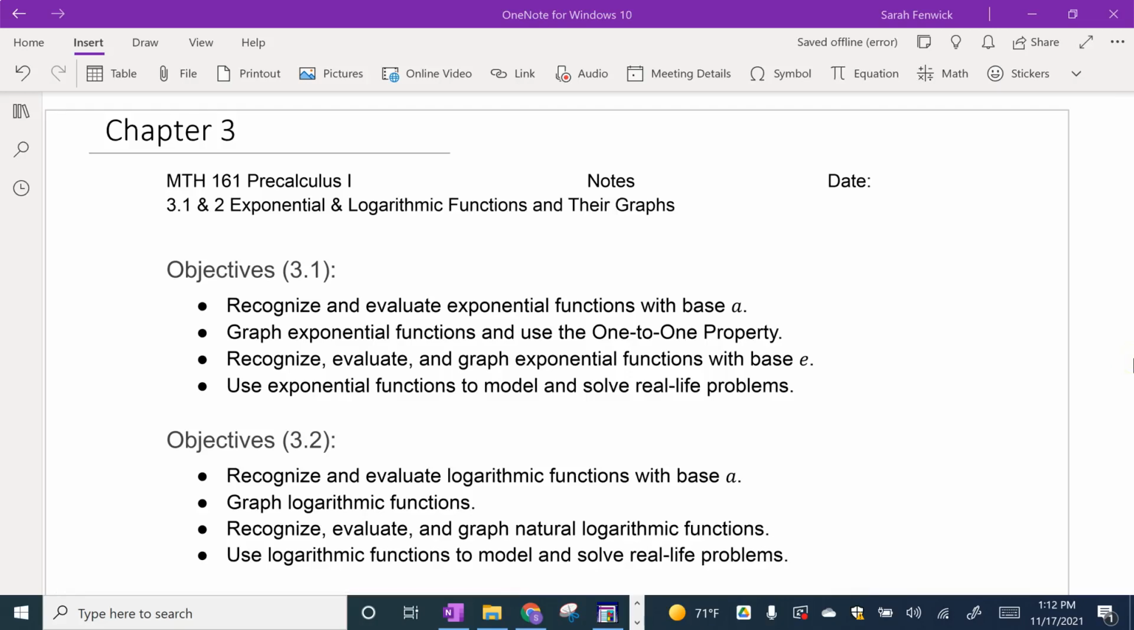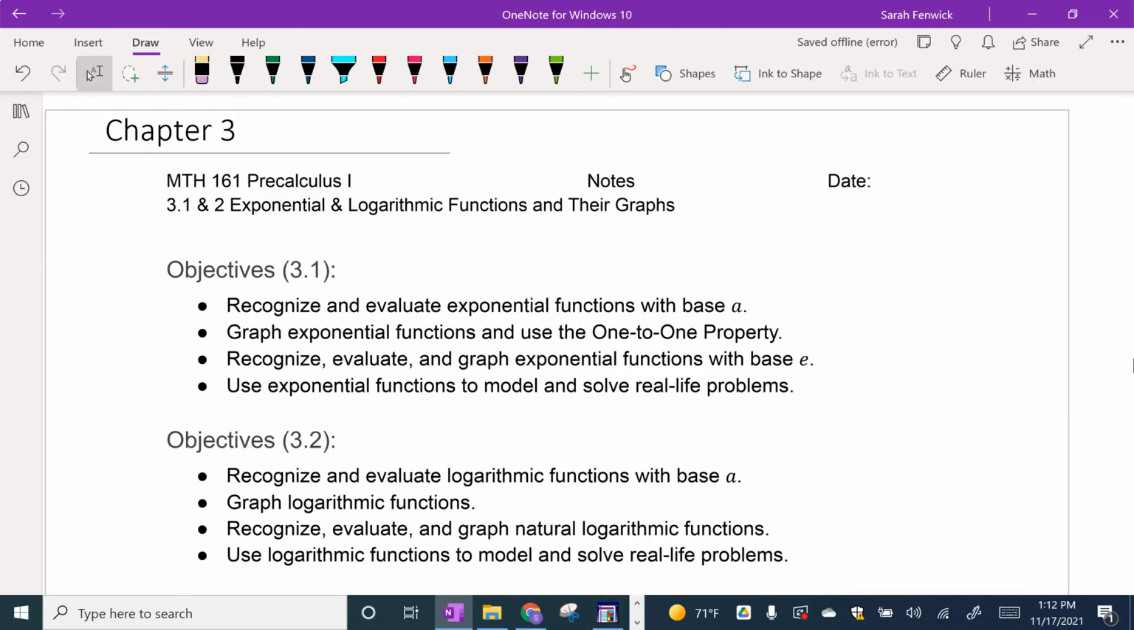Pre-calculus, we're in chapter 3, and right now we're going to cover sections 3.1 and 3.2 kind of mixed together. So we're looking at exponential functions and logarithmic functions and their graphs. We're going to look at this as if it's completely new. I know some of you have probably worked with it before, but we're going to come at it as if we didn't really know this stuff.